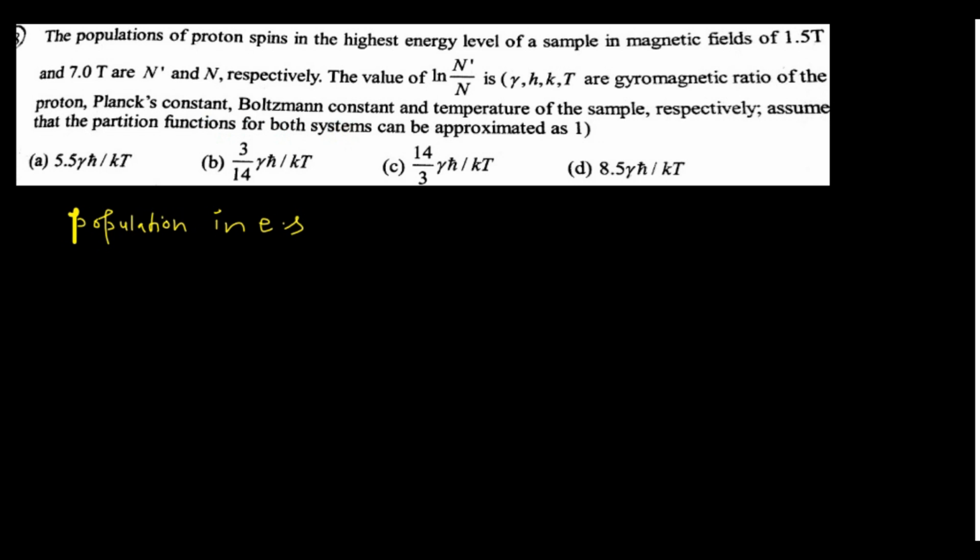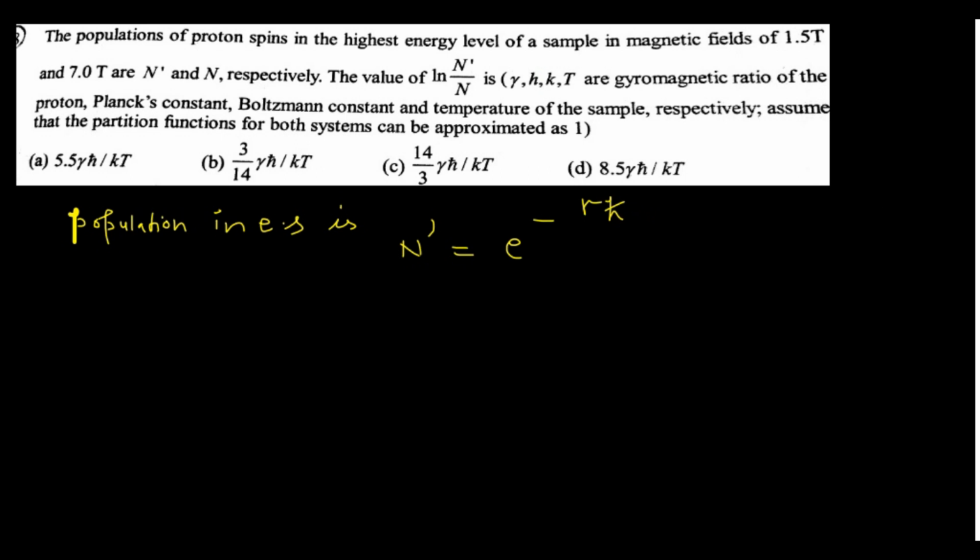You simply know, in the excited state, say this is n dash, and you know the Boltzmann distribution law, this is e to the power of negative gamma, which is the gyromagnetic ratio. This is the H cross, but please remember, this is H cross, this is not H. There is a difference between H cross and H, right? H cross is equal to H upon 2 pi, right? And this is H cross.